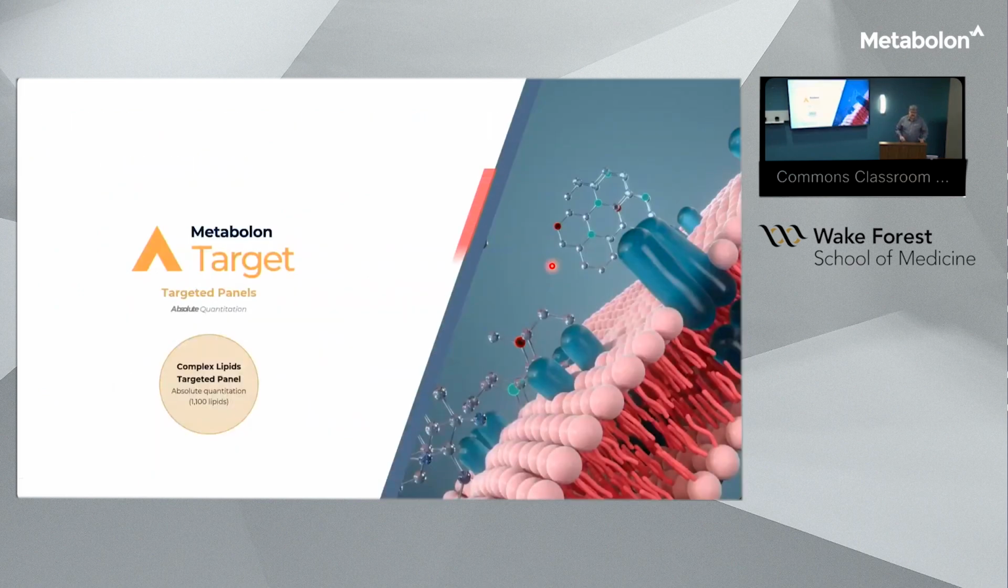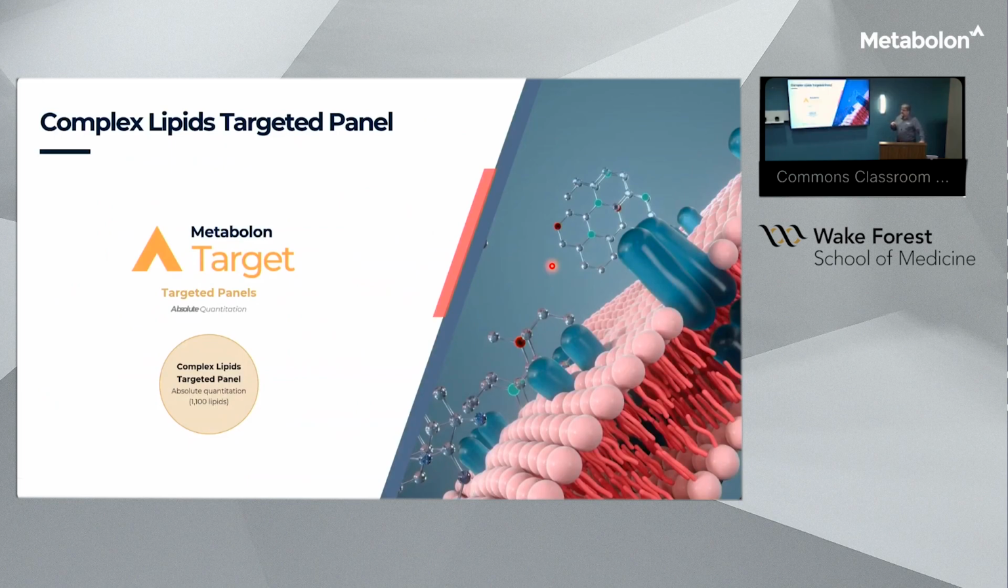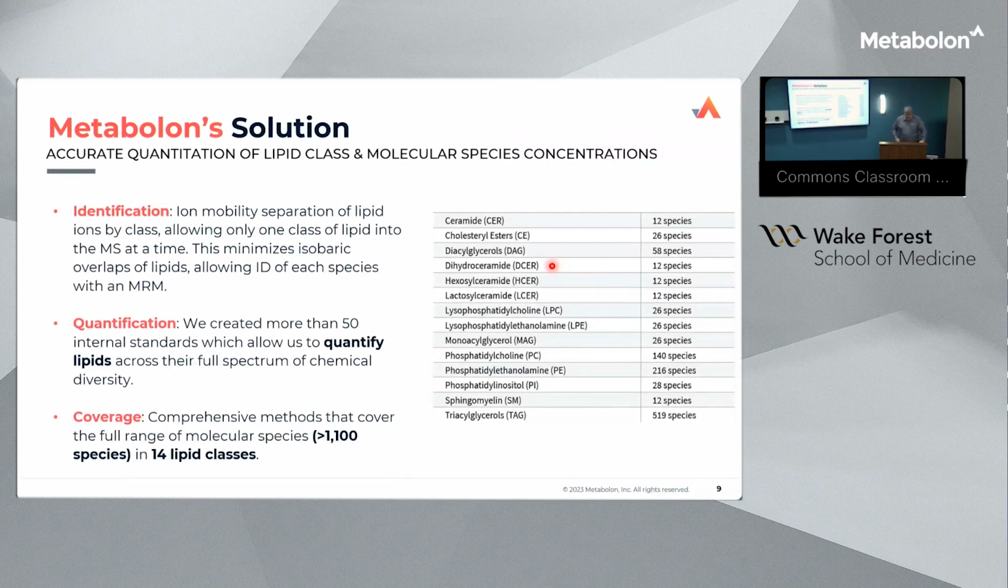And then when it comes to targeted metabolomics, the one big targeted panel that we have is called our complex lipid targeted panel. Even though this is quantitative, it is still quite broad, and we cover 1,100 lipids in this panel. In itself, lipids are quite an interesting and complex group of metabolites. They have that inherent problem that they do overlap because they have very similar chemistry.